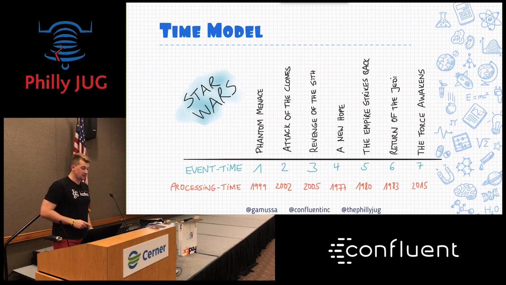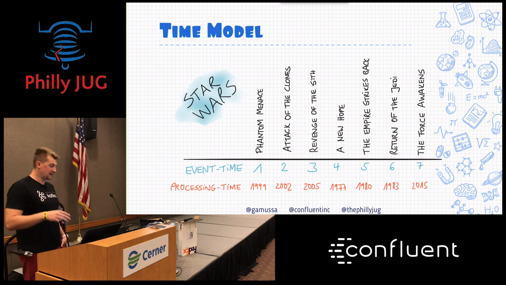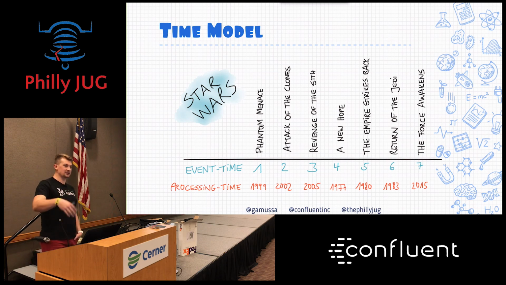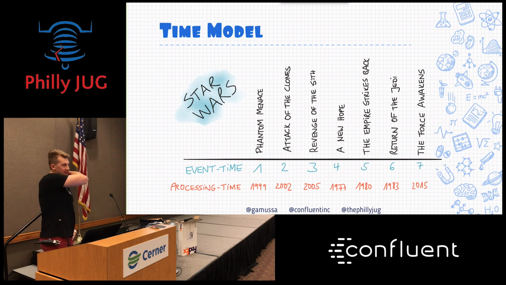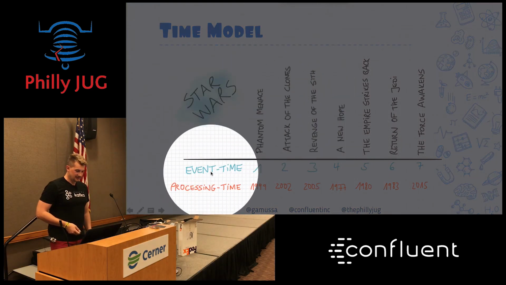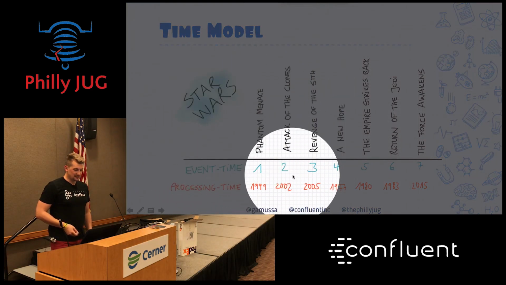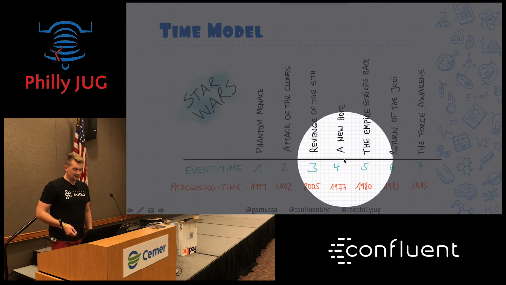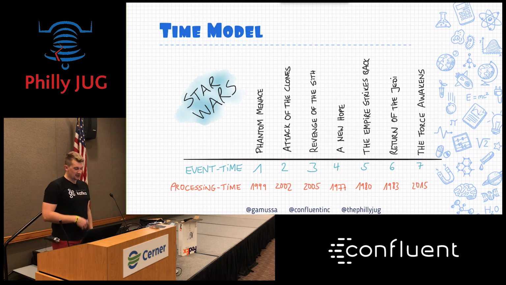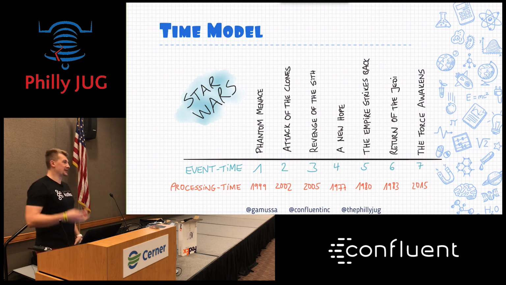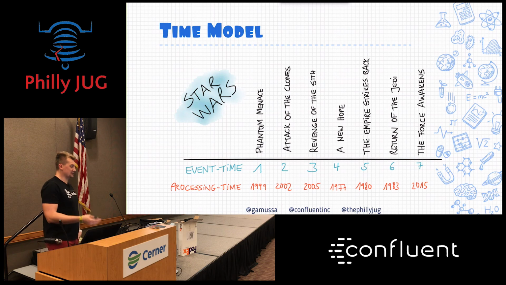But there's also processing time, which is how these episodes actually appeared. In general, the history flow in the Star Wars galaxy is as we have here, in event time. But the processing time is different, because the first episode, A New Hope, aired in 1977. So if you want to explain to someone the difference between event time and processing time, use this picture.